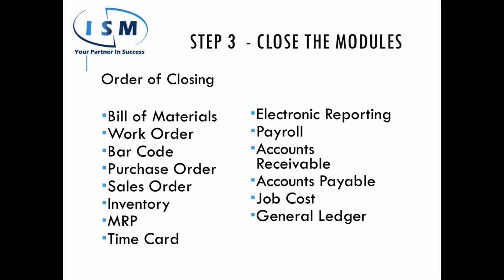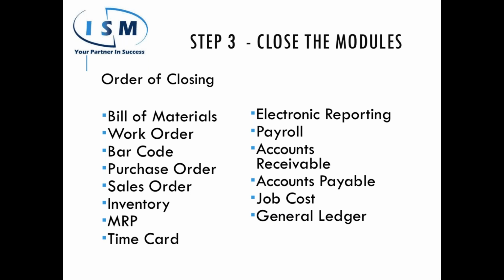The order of close for the modules are as follows: bill of materials, work order, barcode, purchase order, sales order, inventory MRP, time card, payroll, accounts receivable, accounts payable, job costs, and general ledger. If for some reason you do not own one of these modules, you'll just skip to the next module in the list and continue from that point forward.